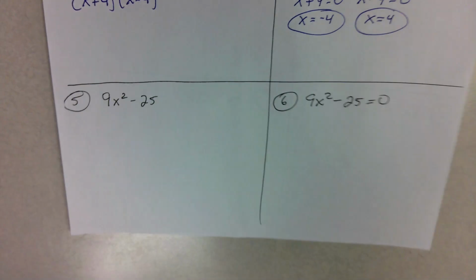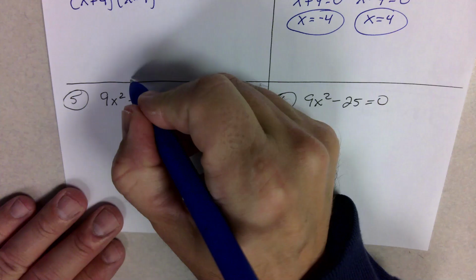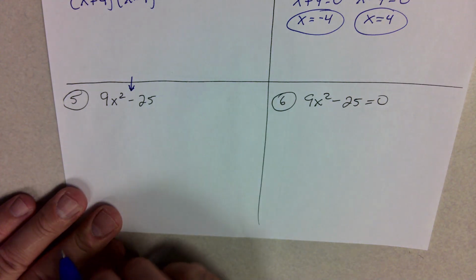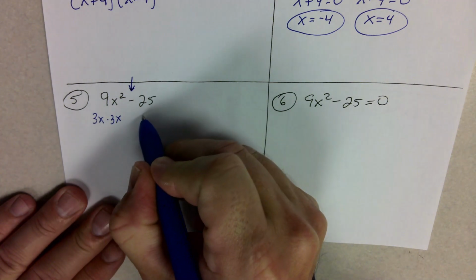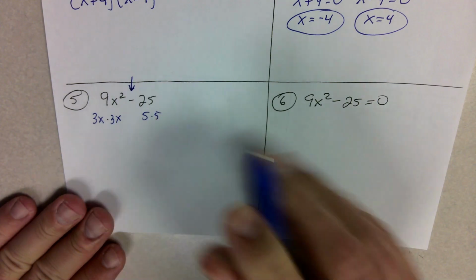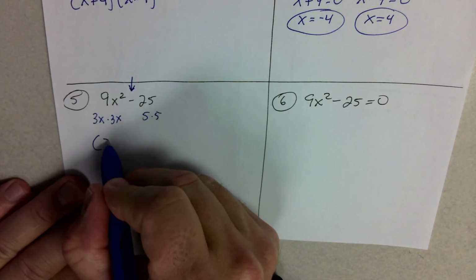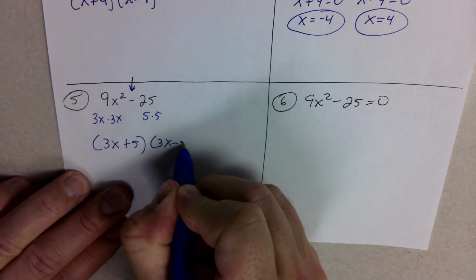Okay, I am factoring. And the requirement right now is that there is subtraction between the two factors. We have a perfect square of 3x and 3x. I have a perfect square of 5 and 5. Okay, I can go straight into my factors. This is 3x plus 5 and 3x minus 5.